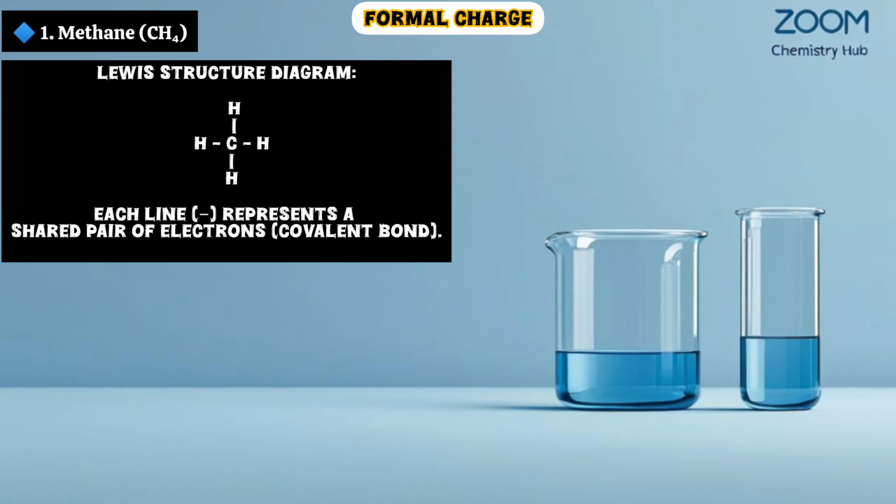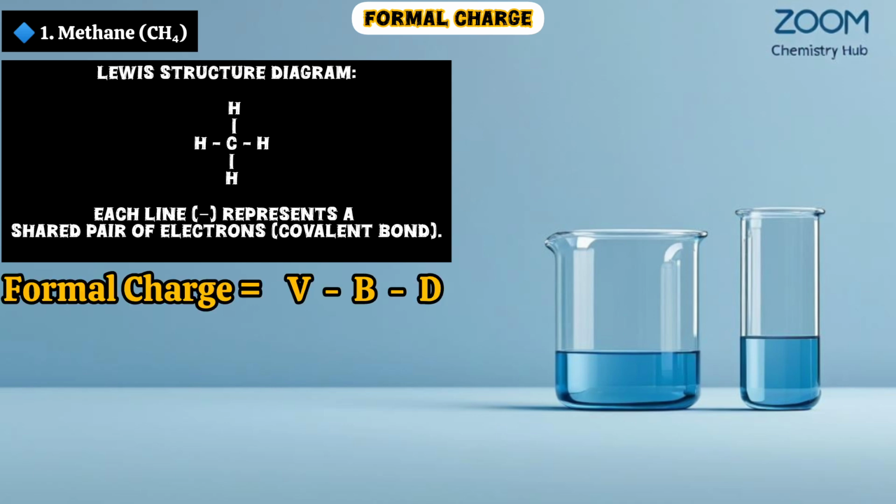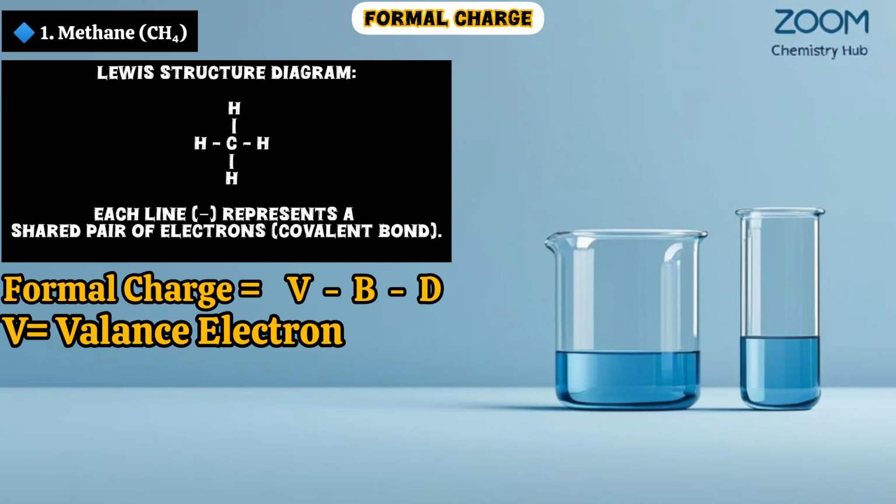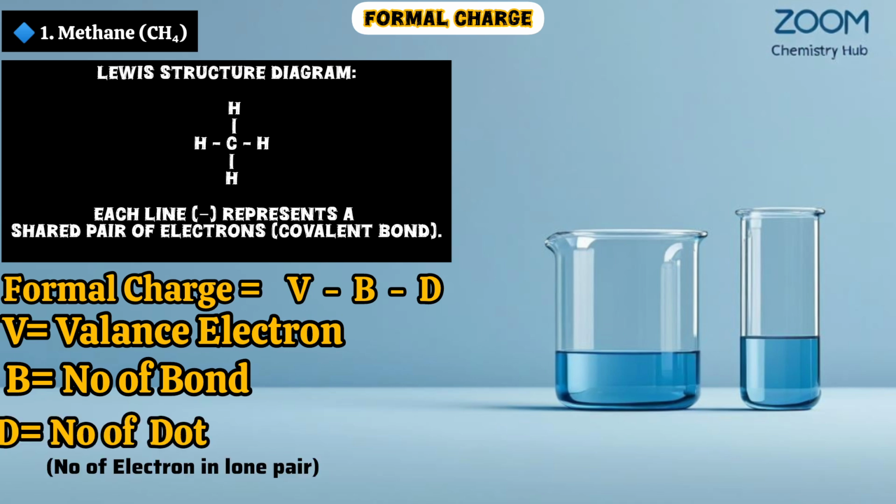And for calculating the formal charge of each atom in the molecule, we have a short trick, that is the formal charge is equal to V minus B minus D. This is the short trick by which we can calculate the formal charge of any atom in a molecule. That is, V stands for valence electrons, B stands for number of bonds, and D stands for the number of electrons in the lone pair, or the number of dots in the lone pair.